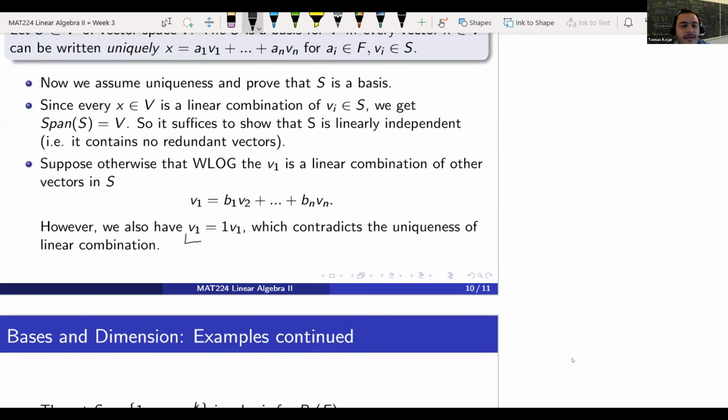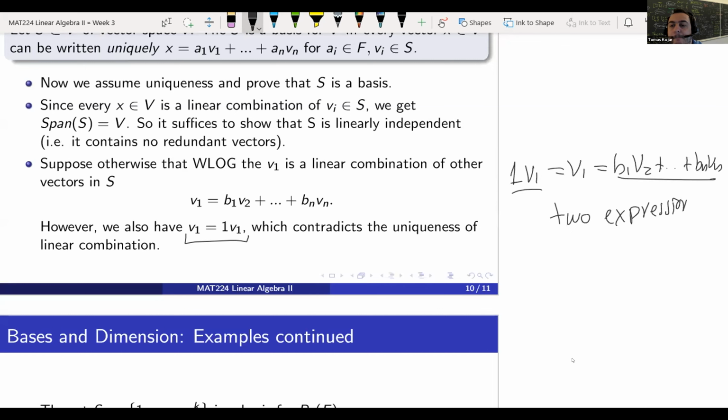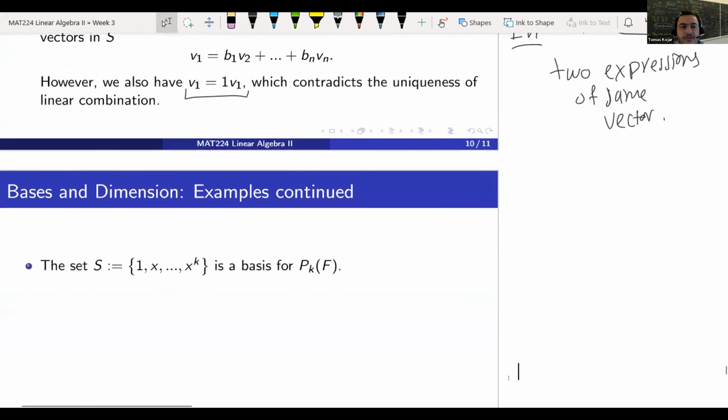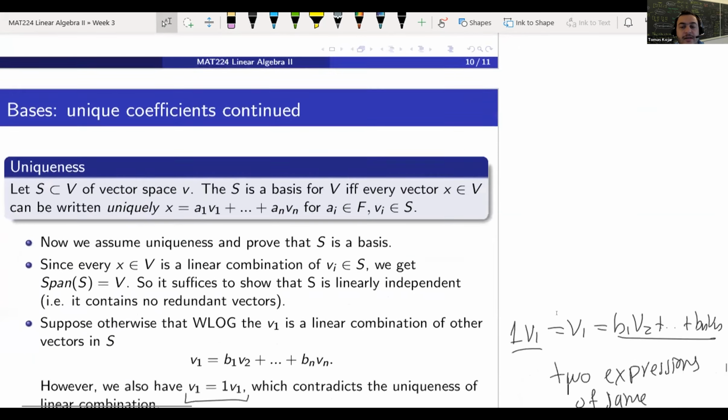We know that v1 equals 1 times v1, right? So we have two expressions. We have 1 times v1 is equal to v1, which is also equal to b2 v2 all the way to bn vn. So two expressions of the same vector. But this is a contradiction. So it's a contradiction to uniqueness.